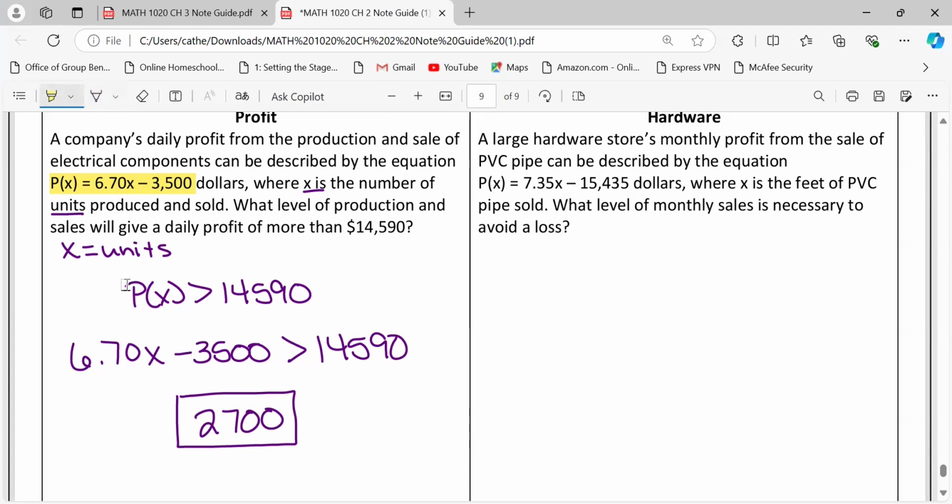A large hardware company store's monthly profit from the sale of PVC pipe can be described by this equation, where X is feet of PVC pipe. What level of monthly sales is necessary to avoid a loss? So to avoid a loss, the profit needs to do what? The profit needs to be greater than zero. If your profit's zero, you break even, but anything over even just like $1, you're earning some type of profit.